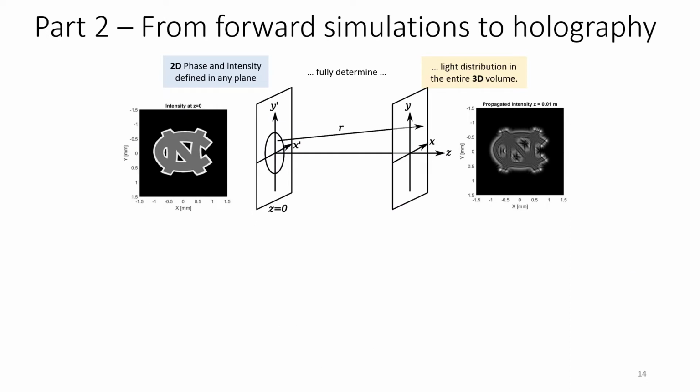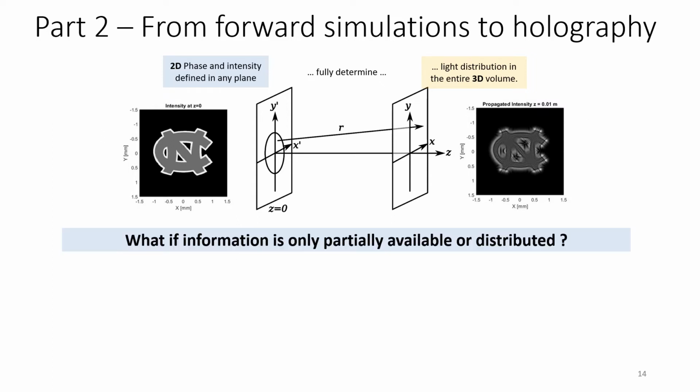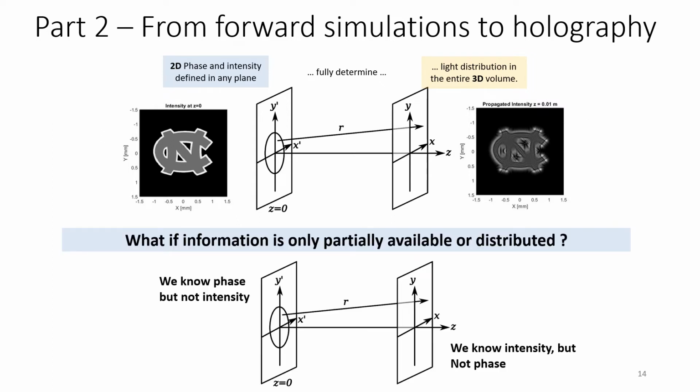In all our previous simulations, we rely on the fact that once the phase and the amplitude of a wave is known at a particular plane, the propagation is deterministic, and it becomes possible to calculate exactly the phase and the amplitude in the rest of the 3D volume. But there are many more advanced optical configurations where those conditions are not met. For instance, we may only have access to partial information.